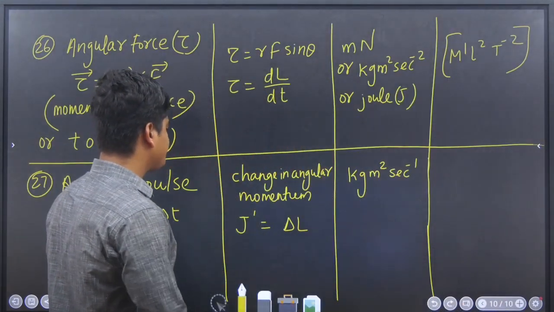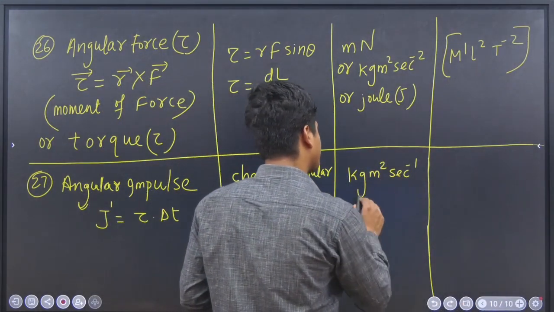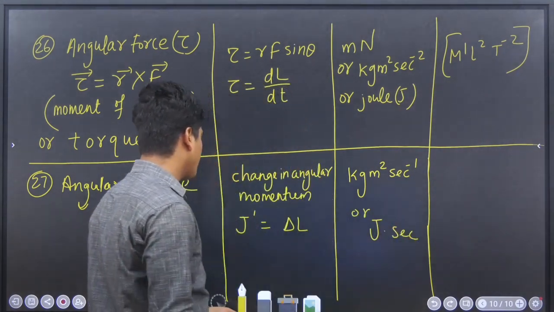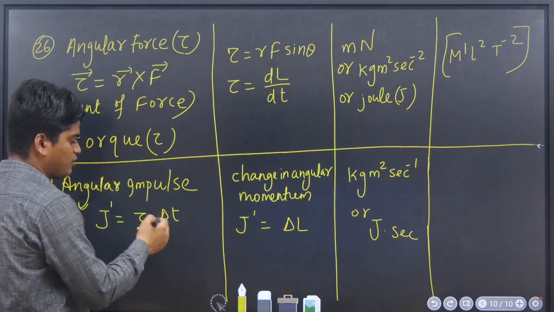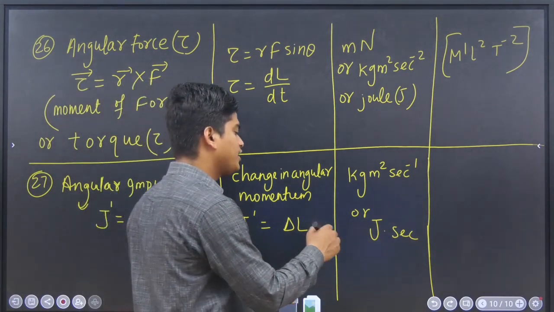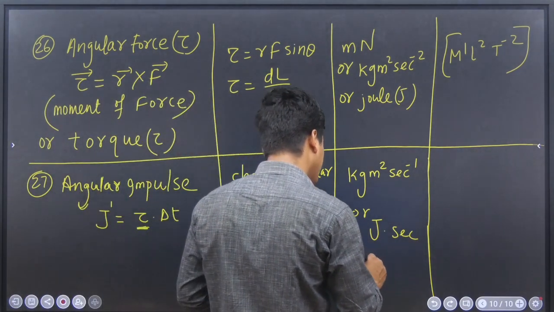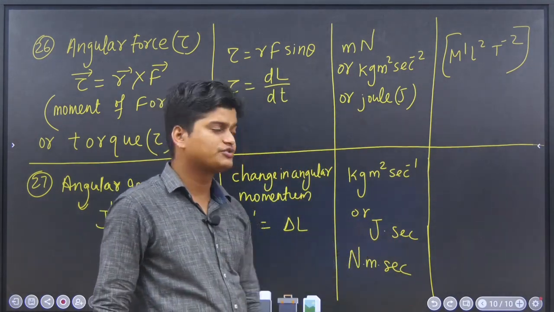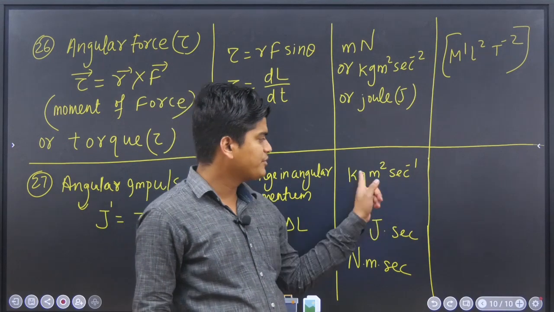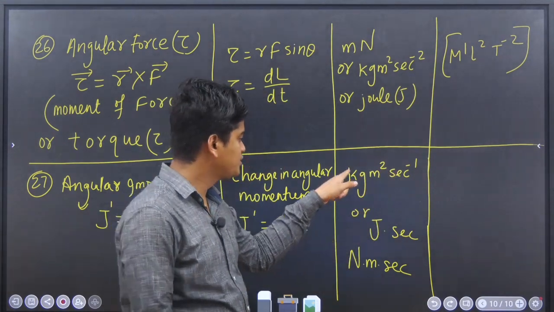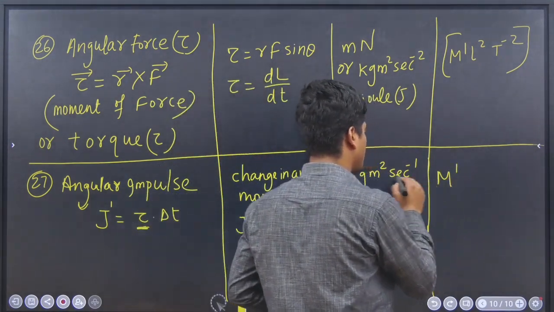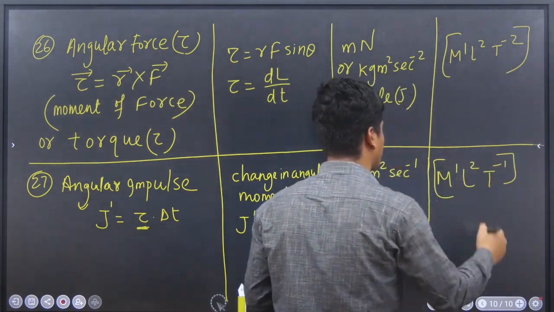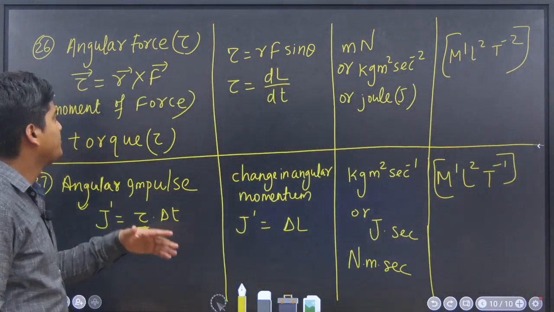Now it is kg meter square second inverse, or you can write joule into second also, no issues. Because you are writing torque into delta T, you can also write Newton meter into second, because joule is nothing but Newton into meter. But while writing dimension, this one only will help you, because kg means mass to the power 1, meter square means L to the power 2, second means T to the power minus 1. That is your angular impulse.